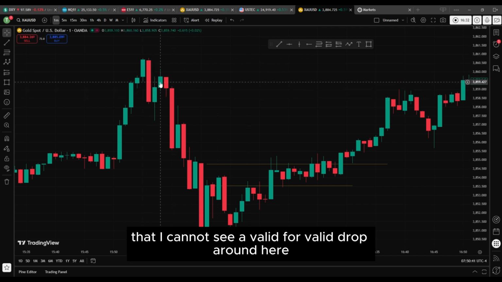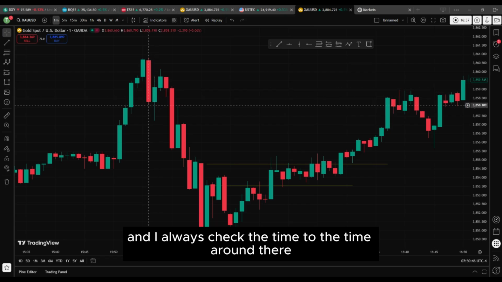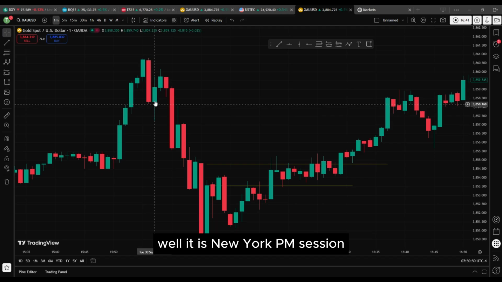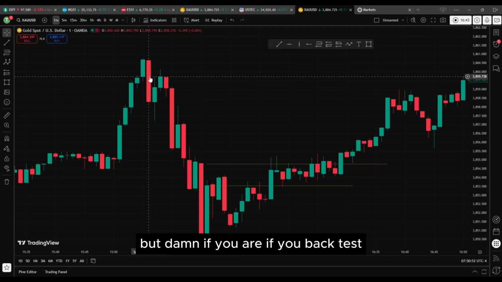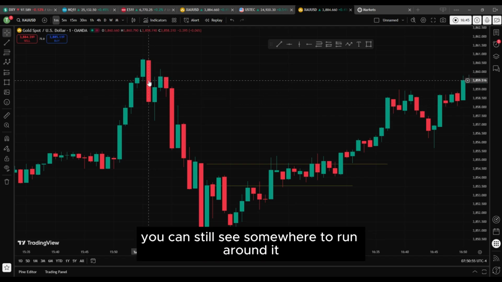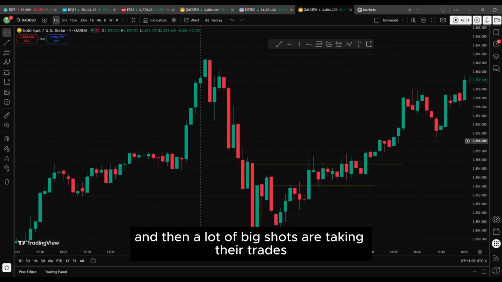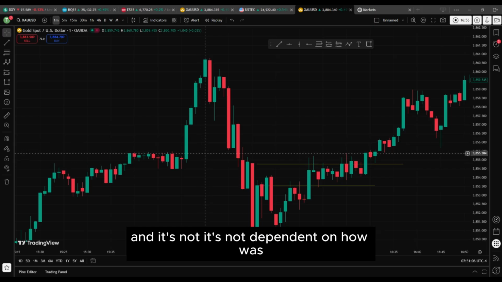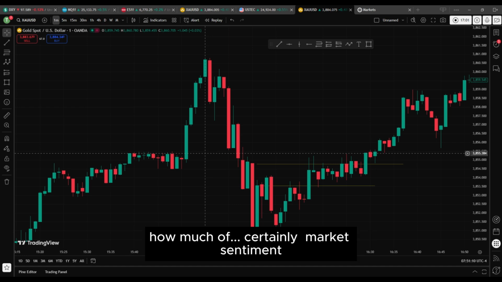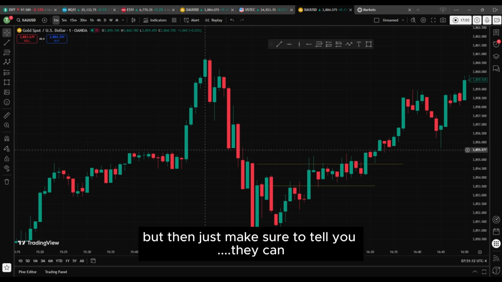I do not see a valid fair value gap around here. And I always check the time around there. Well, it is the New York PM session. But if you backtest, you can still see some way to run around it. But I trade during the New York AM session. That's where I know that liquidity lies heavily, and a lot of big players are taking their trades.